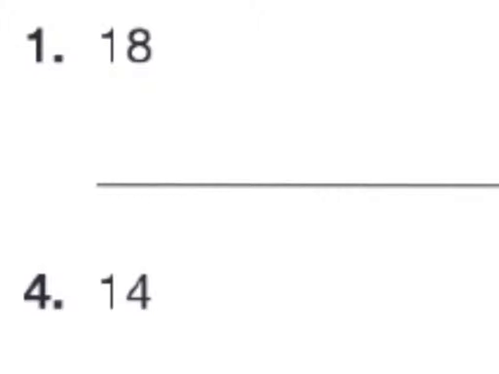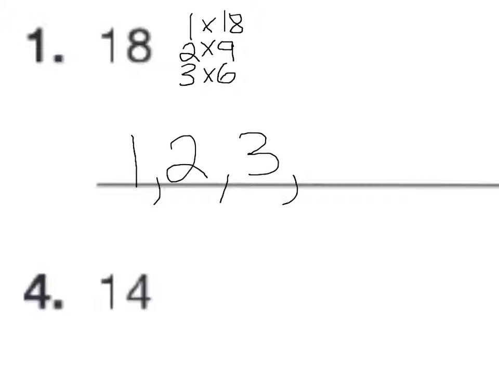First of all, I like to do the arrangements. So 1 times 18, because remember, 18 or itself in 1 is always going to be a factor, even if it's prime. 2 and 9 is 18. 3 times 6 is 18. Are there any others? No, there are not. So our factors are 1, 2, 3, 6, 9, and 18.